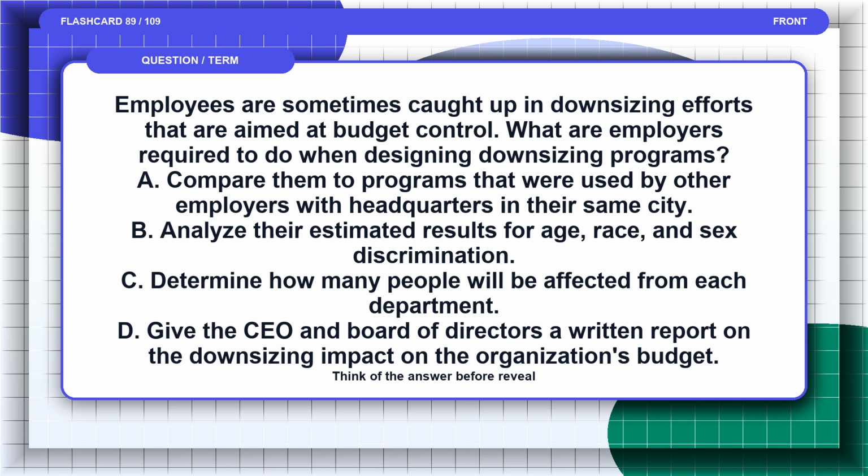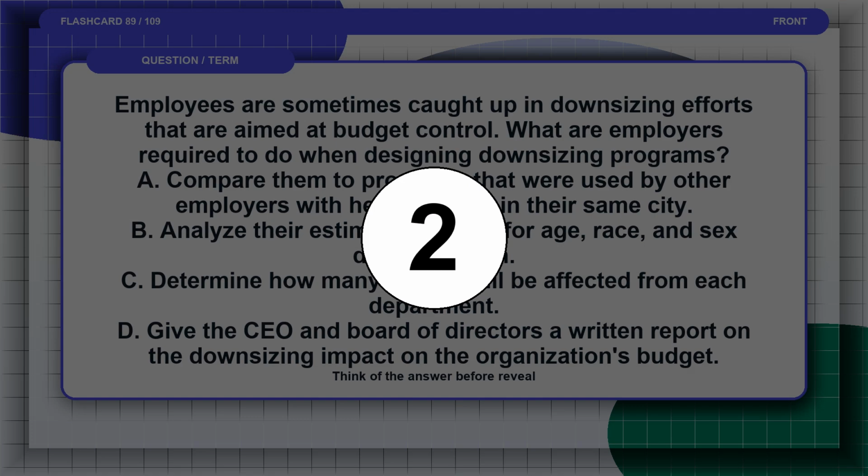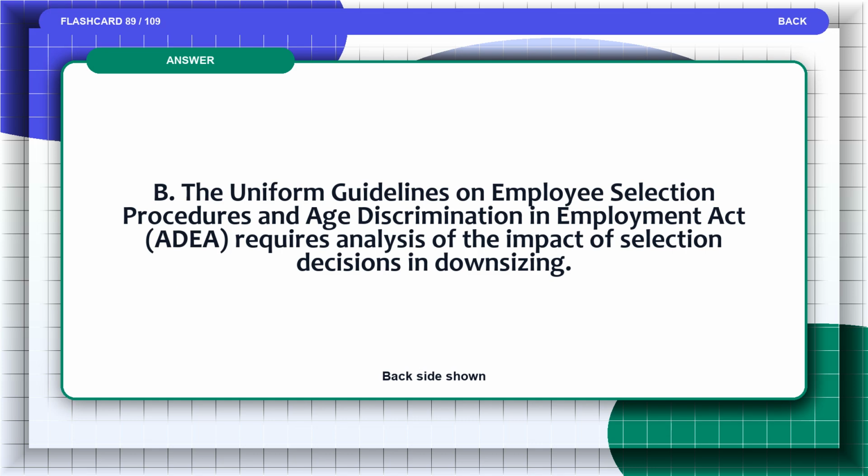Pause and think of the answer before the reveal. The answer is B. The Uniform Guidelines on Employee Selection Procedures and the Age Discrimination in Employment Act require analysis of the impact of selection decisions in downsizing.